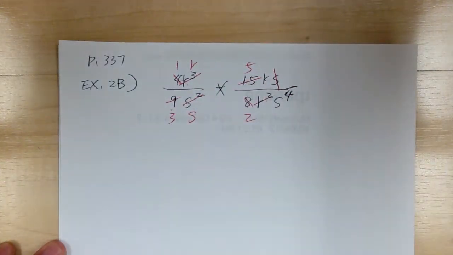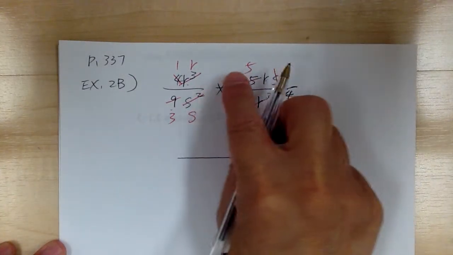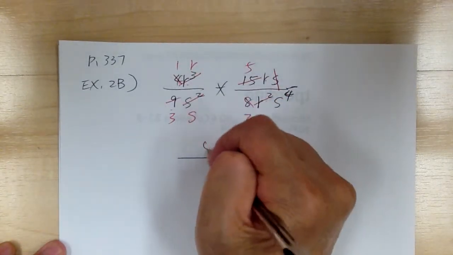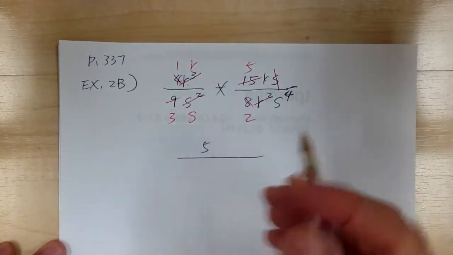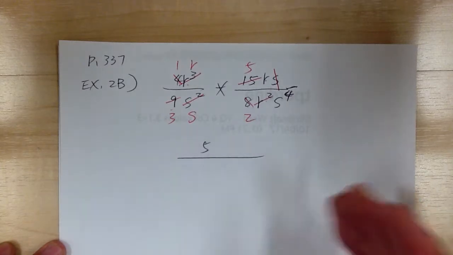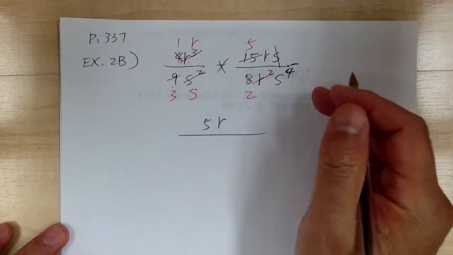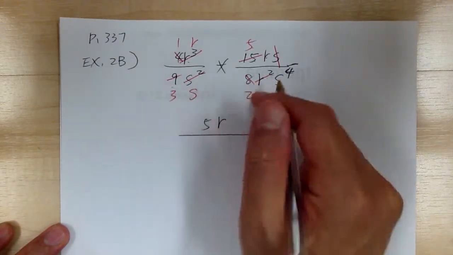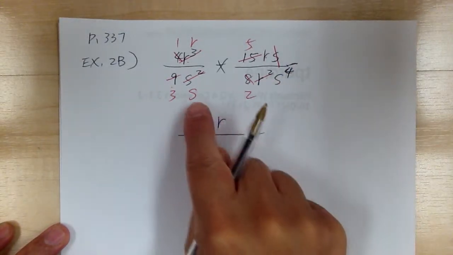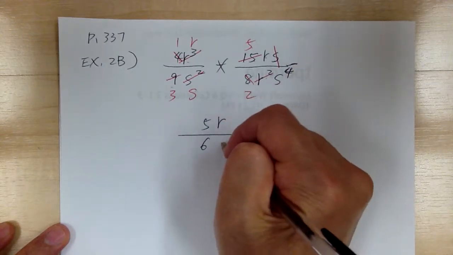So now your final answer would be on the top, the number is 1 times 5 is 5. When you write, do the number, the alphabet, then the group. So the number is 5, the alphabet is r. On the bottom, again, same thing. The number, 3 times 2 is 6. Alphabet, you got s and s to the 4, so you get s to the 5.